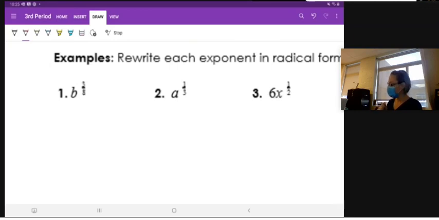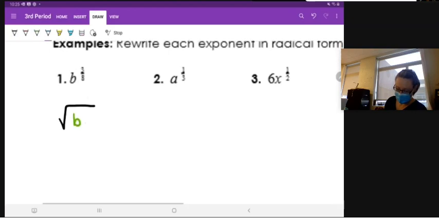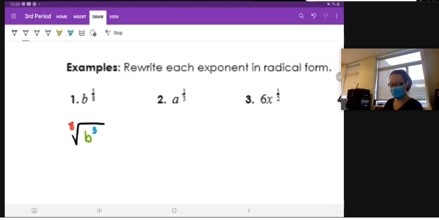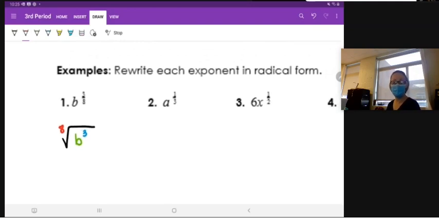This is b to the 3 over 8. So our base is b, our exponent is 3, and our index is 8. So this is where all of those various pieces go. The 8th root of b cubed.